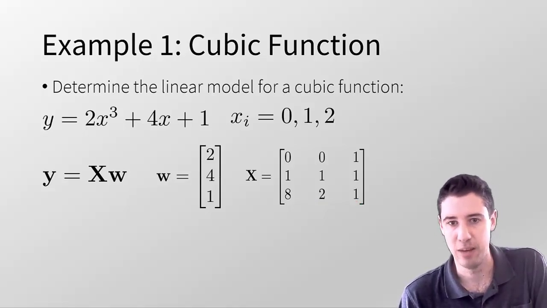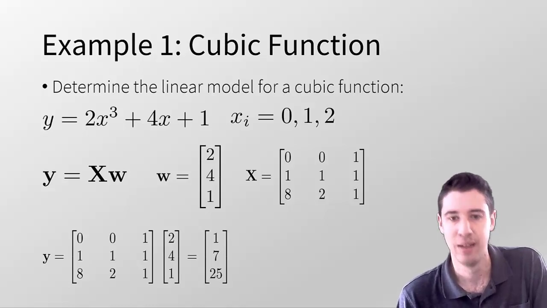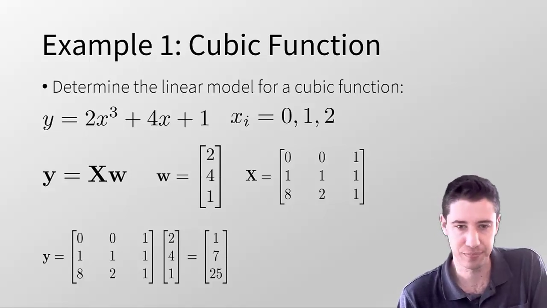Now that we've determined our input matrix and weight vector, we can plug them into our formula to solve for the corresponding outputs. Again, we can do this by performing the matrix multiplication. After the matrix multiplication, we see that our 3 inputs have led to an output matrix with 3 corresponding outputs.